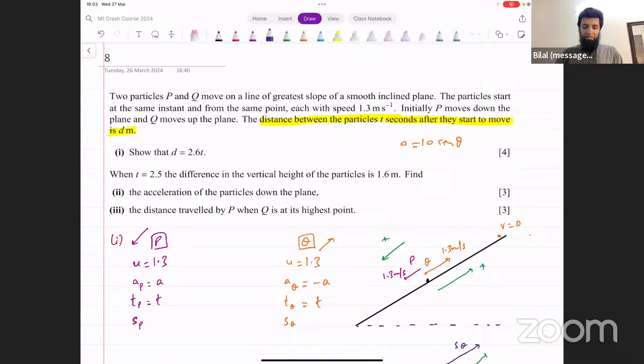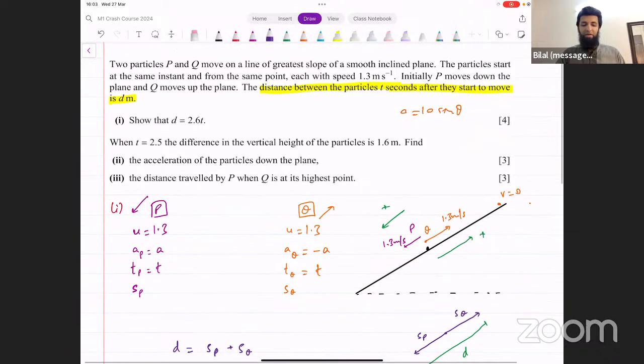So we had this scenario that we had two particles, P and Q. They were moving on this smooth inclined plane. They started from the same instant. One was moving downwards and the other was moving upwards. The initial velocity was 1.3. In the first part, we showed that the distance between the two particles was given by 2.6 times t, right? Where t represents the time after they started moving.